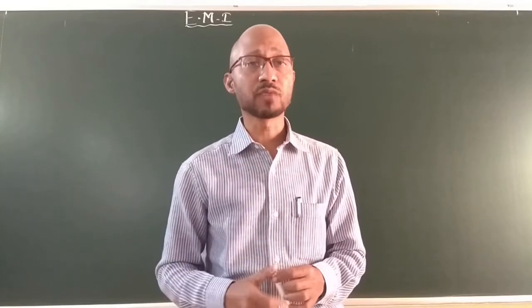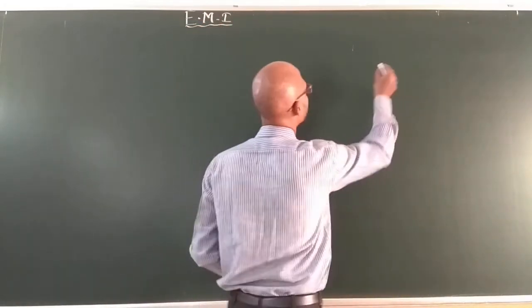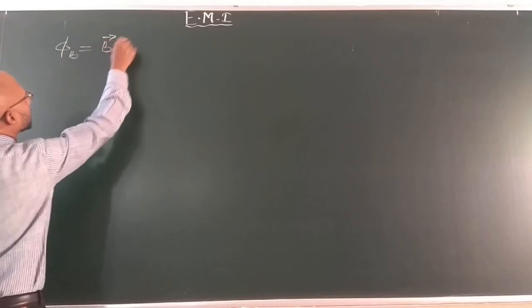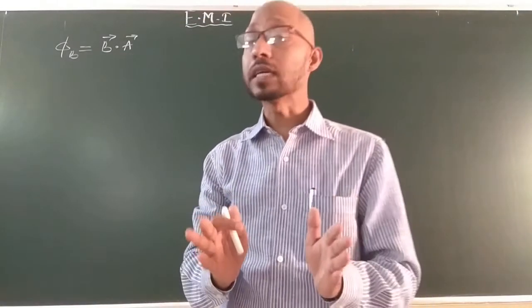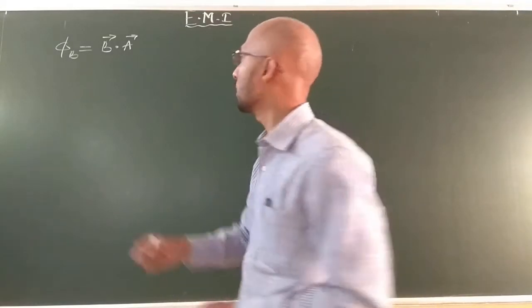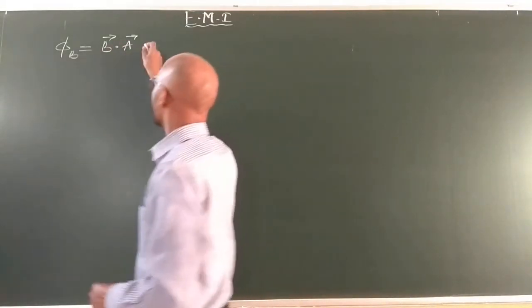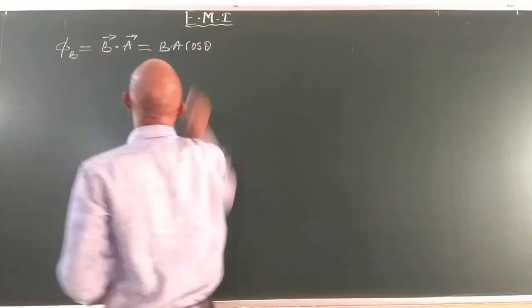Let us start with the first concept we studied in this chapter, which is the magnetic flux. I'll write down the formulas here. The magnetic flux is represented by phi B, that is B vector into A vector. As you know, magnetic flux is a scalar quantity, but it is a scalar product of the magnetic field strength and the area vector. That's why I wrote here B dot A. This is very important. If I open up the vector, it will come as B A cos theta.